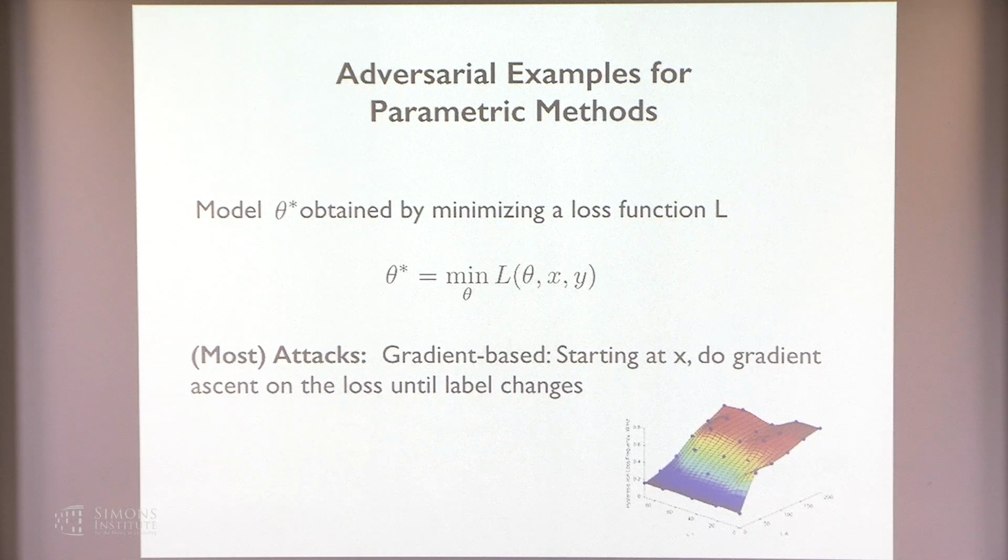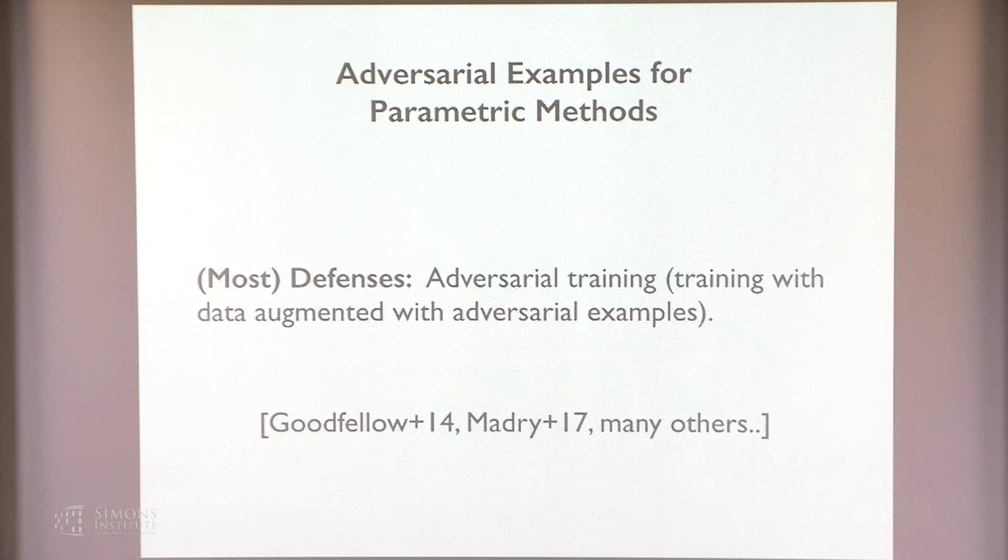We have a lot of gradient-based attacks. There are also other kinds of attacks, which is why I said most, but we do have a lot of gradient-based attacks. Remember, in parametric models you get theta star by minimizing a loss function. For the gradient-based attack, you start at some x and then you go up the loss function until the label changes. Things like the fast gradient sign method are based on this sort of thing. And there are a lot of others, but basically this is the idea.